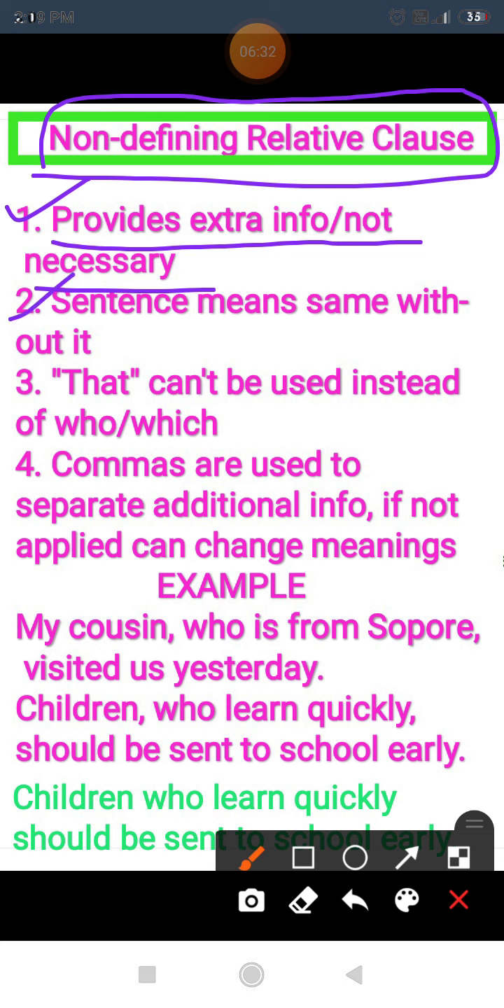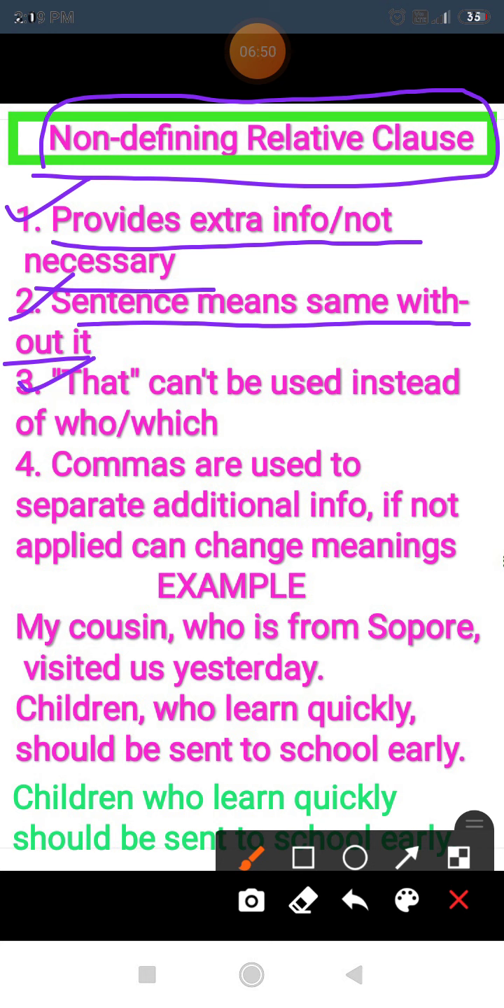Secondly, the sentence means the same without the relative clause. अगर इस सेंटेंस को आप, इस relative clause को आप रिमूव करोगे तो it won't affect the meaning of the sentence. इस पे कोई असर नहीं पड़ेगा. Sentence will just mean the same.